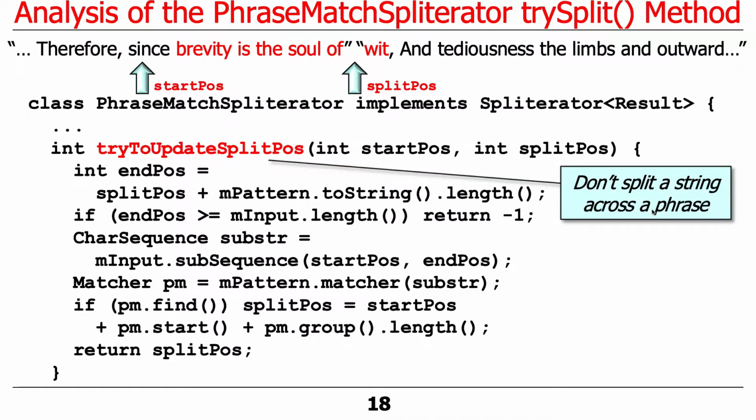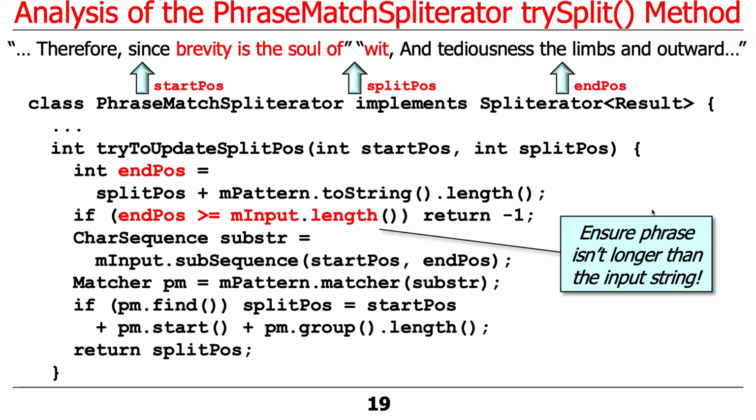So let's go ahead and take a look at try to update split position. This takes the start position and the existing split position, and it does some really clever computation to figure out if we would have ended up with a split that would have straddled the chunks. The first thing we do is figure out what the end position is, which is the split position plus the length of the string. If it's too long, we return -1 because it's not worth looking for it, since we'll never find it.